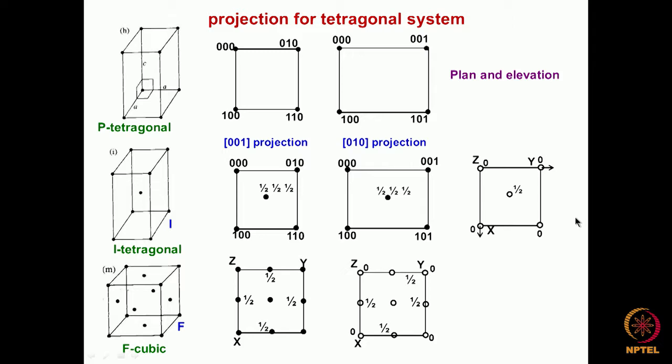Especially when we have glide or screw axes coming into the picture, we find that atoms are shifted from one plane to another position. Then this sort of representation has to be used to represent them.